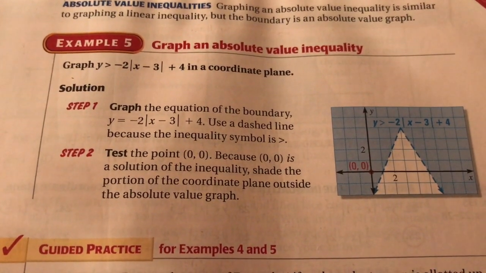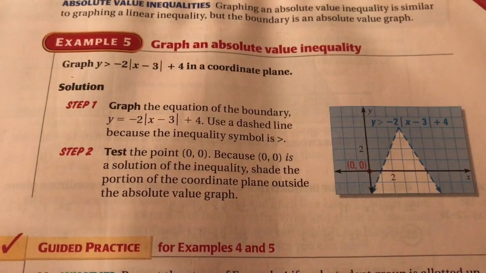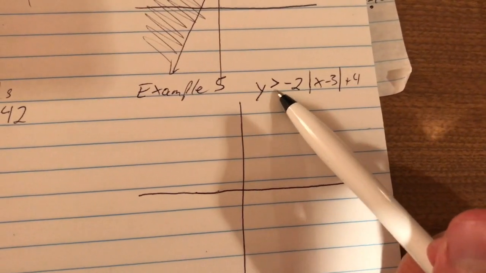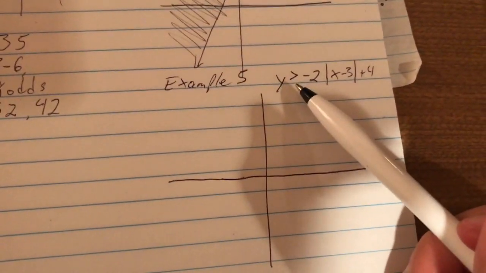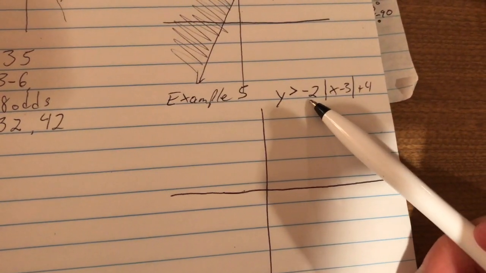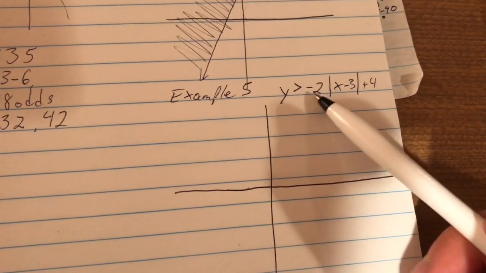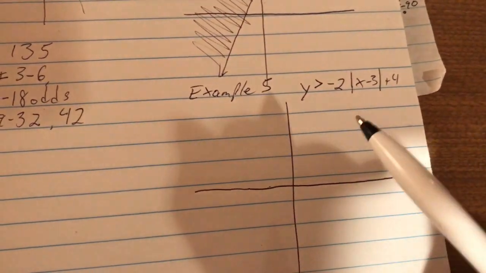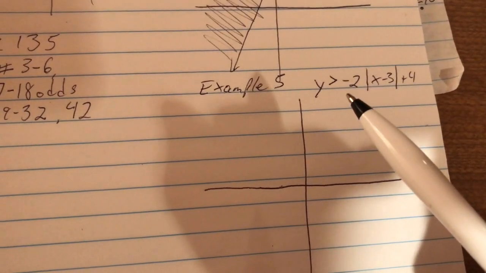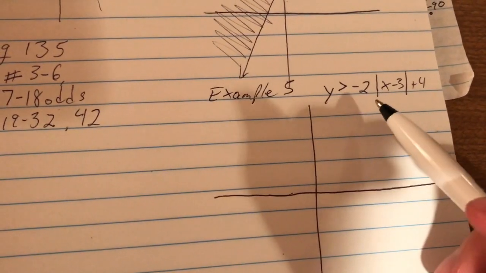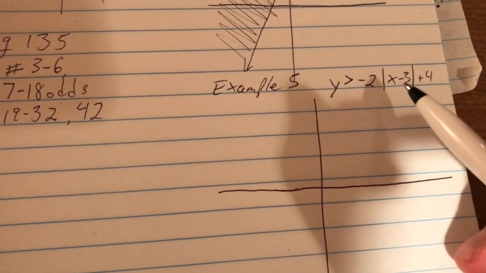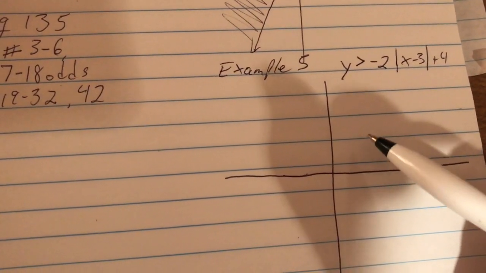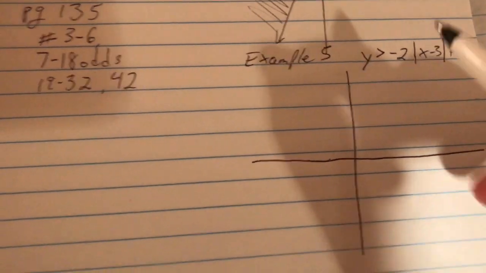Pause the video. No, seriously, pause the video. So a little reminder how we do this. So notice there's no equal to, so we know it's going to be a dotted line. And looking at this is going to determine the direction and the steepness. So normally it goes like this, like a V shape. It's going to be upside down because it's negative. And we know this number in here, the 3, it's going to be 3 this way, and 4 up is going to be our vertex.